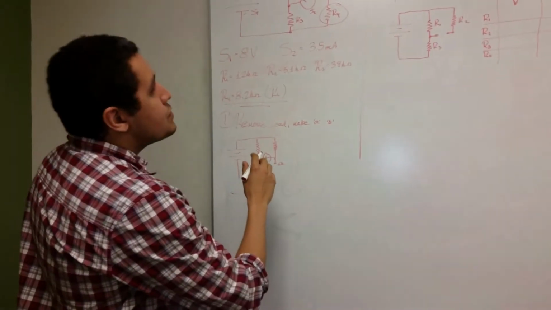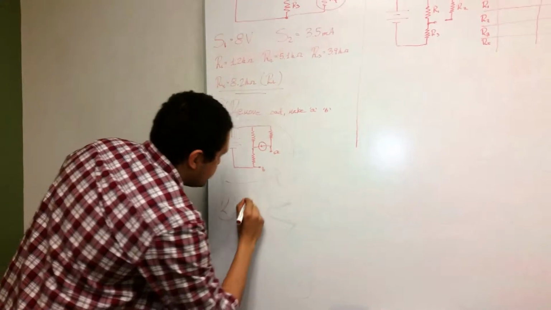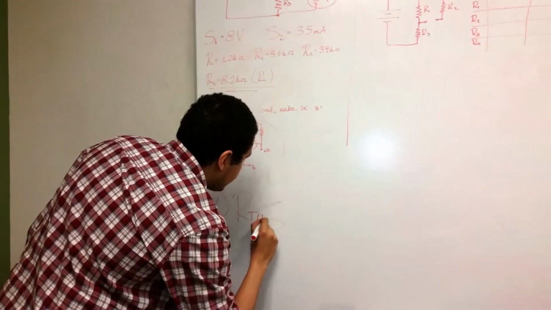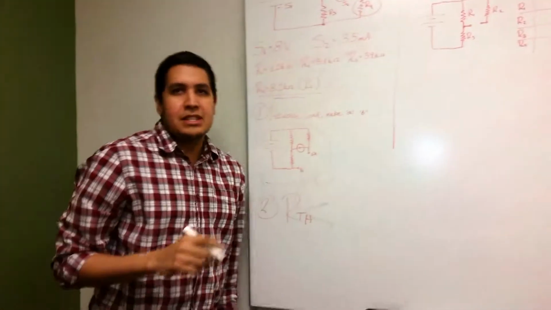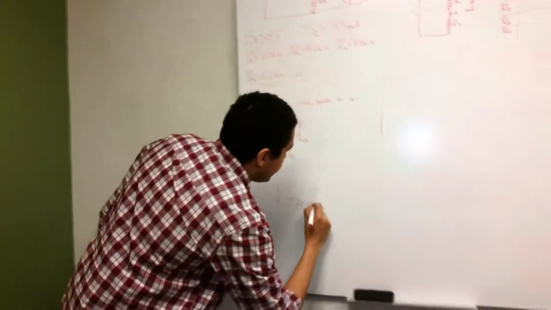The first thing we need to do now is find out RTH. So RTH is the Thevenin resistance. It's not the whole resistance to a circuit. It's basically the resistance for A to B.